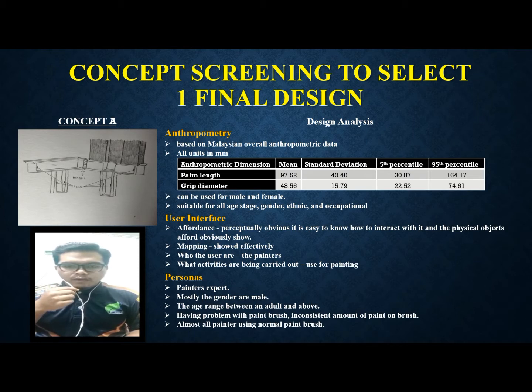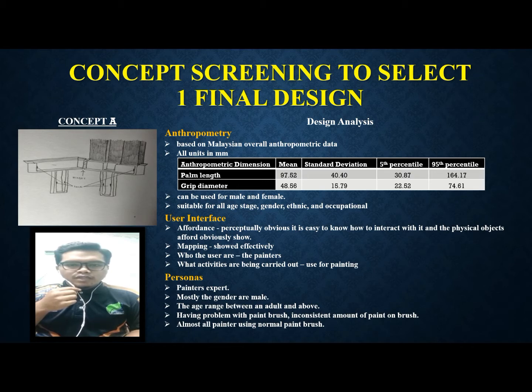Now I'm presenting about concept screening to select one final design. There are three concepts to be analyzed, which are concept A, concept B and concept F. The first is concept A, design analysis.